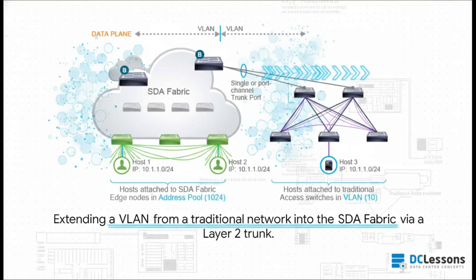This diagram is super important for understanding how this works. What it's showing is how hosts in the exact same subnet can live in two places at once, some inside the new fabric and others on your traditional access switches. And how is that possible? It's all thanks to a Layer 2 trunk that connects the traditional network to the fabric's border node. The border node is basically acting like a bridge, stretching that existing VLAN from the old network right into the new SD Access Fabric overlay.